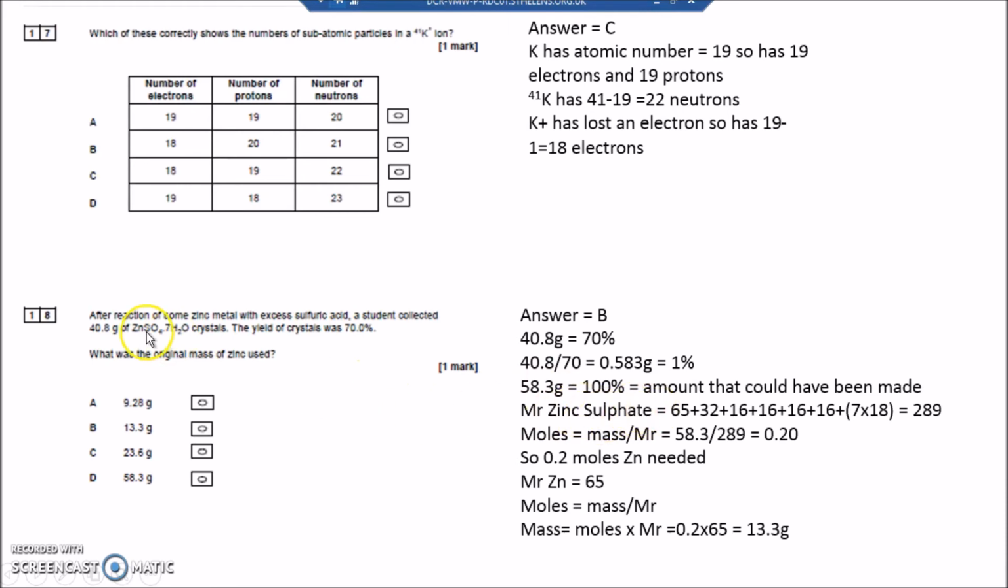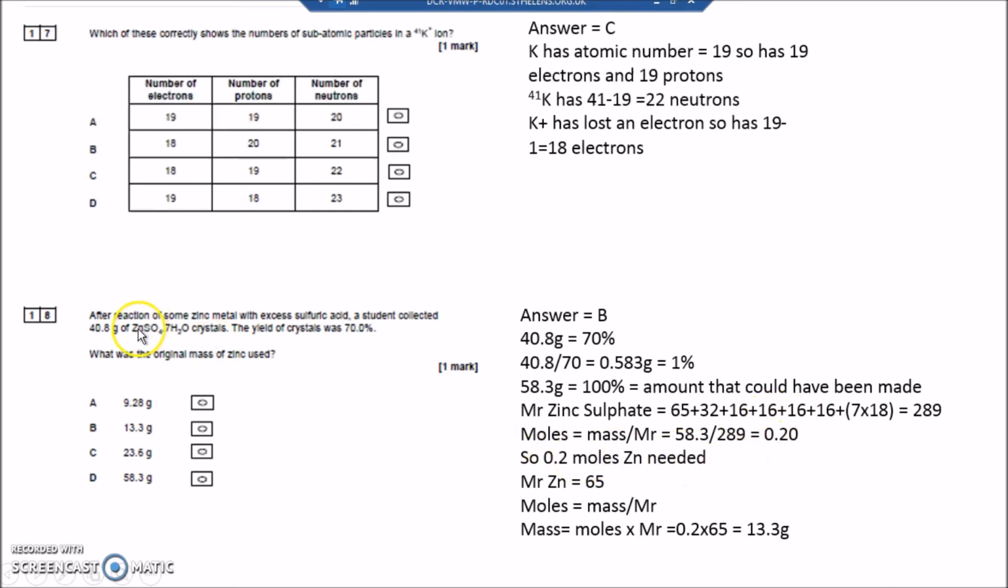The MR of this zinc sulfate is 65 for a zinc, 32 for an S, 4 16s for the oxygen, and I've got 7 lots of water. Water is 2 1s for the H's and a 16 for the O. 18 is water, and I've got 7 18s. 289 is the relative formula mass of zinc sulfate. I've got the MR, so moles is mass divided by MR. So the number of moles is 58.3, that's how much I could have made had I not lost any along the way, divided by 289. I could have made 0.20 moles.